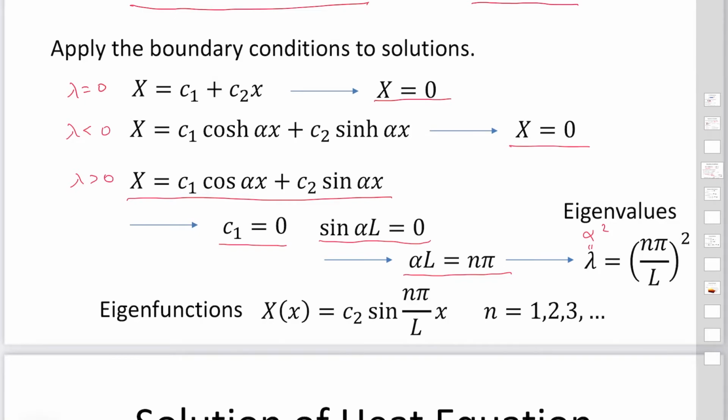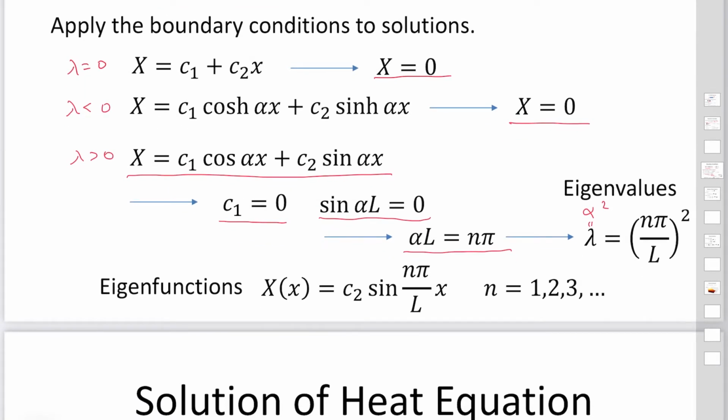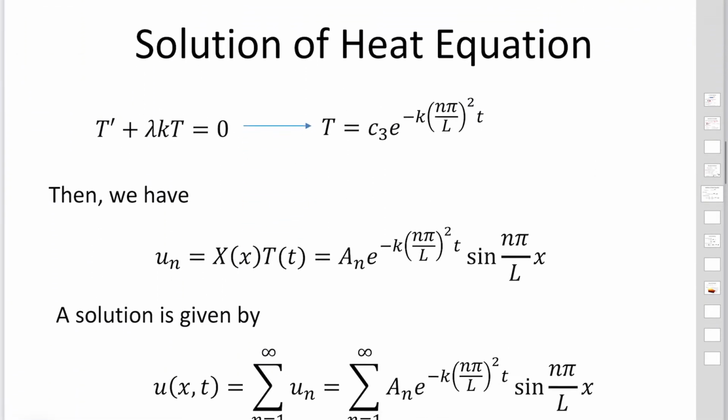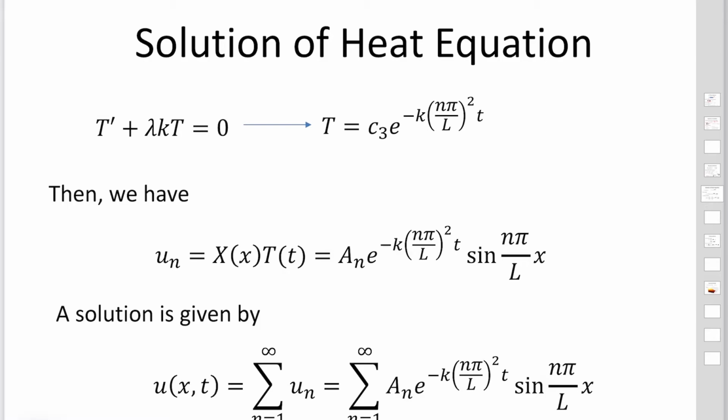Using the eigenvalues, we can write down the equation for capital X as c sub 2 sine (n pi over L) x. As n, you can substitute the integers 1, 2, 3. Then we can solve the equation for capital T. This is a really simple equation. The first order differential equation gives capital T equals C sub 3 times exponential of minus k lambda, that is (n pi over L) squared, times t.